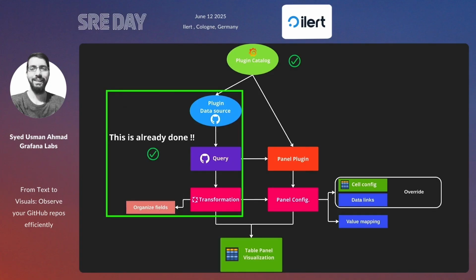So if you might be using time series or something else, that cell config is not visible there because it is only linked with the table panel. It is only available for that panel visualization.